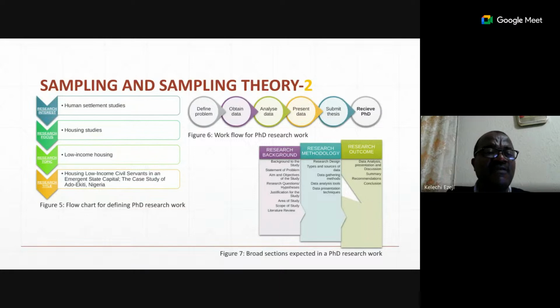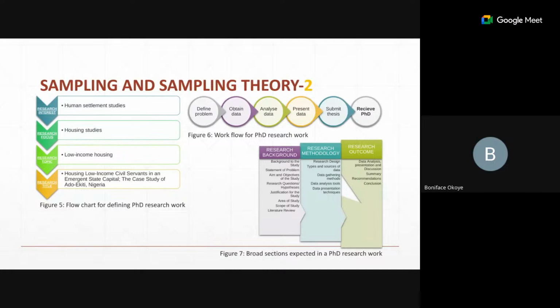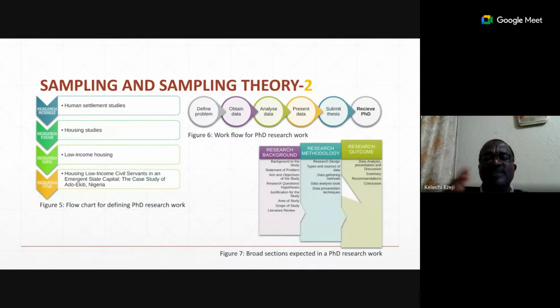Then even further, to define a research topic to be low income housing, and then to further drill it down to something we can work with, we can now summarize it to a title, which is housing low-income civil servants. For example, this is Professor Lotua's work I'm using as an example: housing low-income civil servants in emerging state capital, the case study of Ado Ekiti, Nigeria. So you have wide areas, but you must finally drill down to which part of these large areas of study that you have taken interest in that you want to look at.